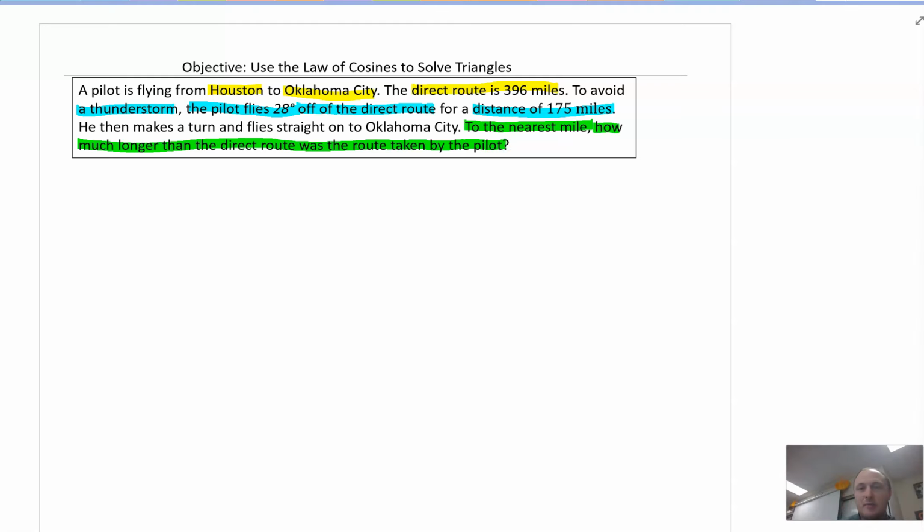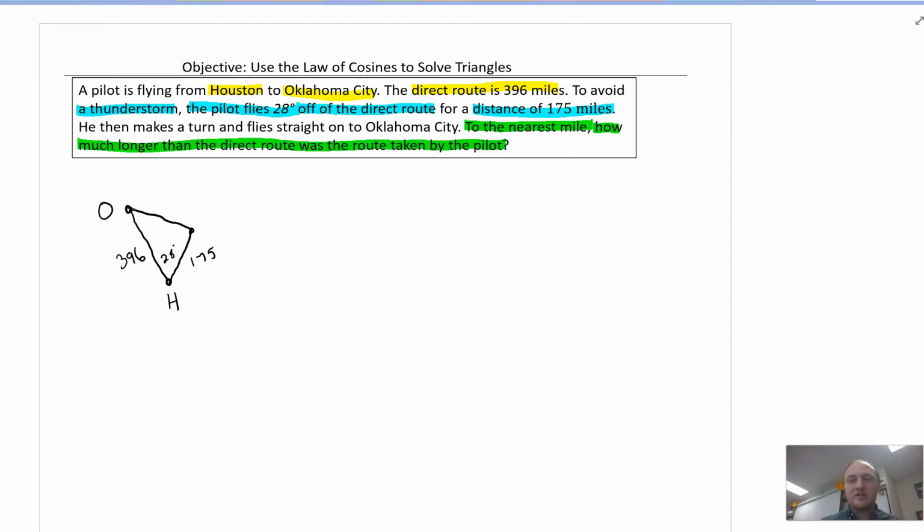So let's go ahead and draw an image. Let's put Houston down here, I'll call this H, and then we have Oklahoma City, which is up further north. That direct route is 396 miles. But the pilot has to fly 28 degrees off course. So there's 28 degrees, and he flies that direction for a total of 175 miles before making a turn. And in order to be a triangle problem, it has to be a very sharp turn. I feel bad for the people on that plane. And there's the given information.